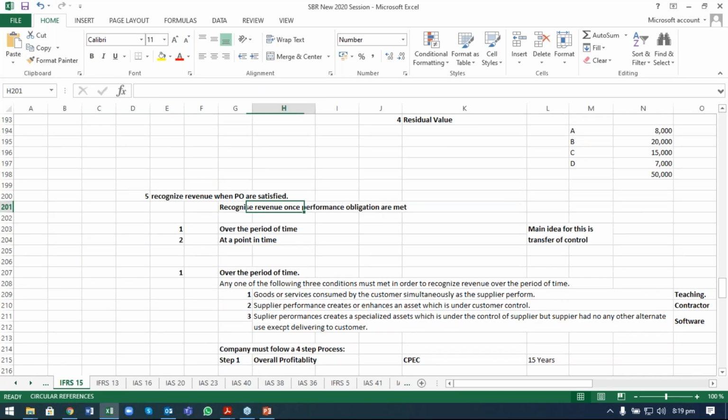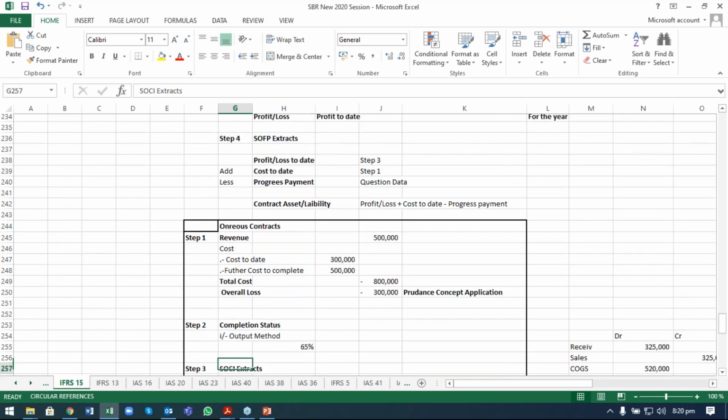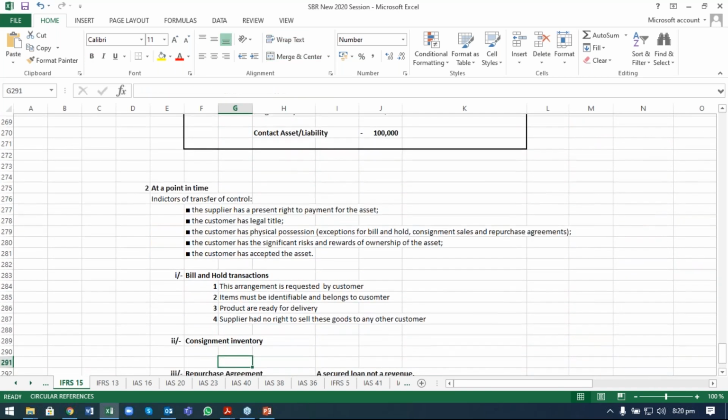Revenue is recognized once performance obligations are met. You can only recognize the revenue once your performance obligation is met. You can either recognize the revenue over a period of time or at a point in time. But the main idea is when the control on the asset was lost by the supplier. When you are losing the control, it means now you can recognize the revenue against such an asset. So I'm not looking into over a period of time, I'm looking into at a point in time.